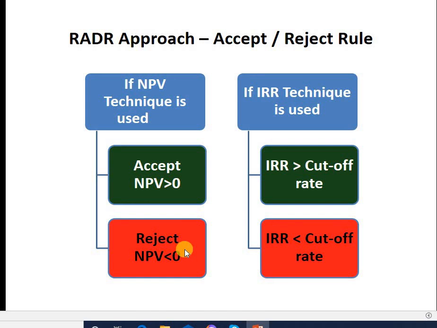If it is less than 0, meaning you are getting a minus figure, or if whatever cash inflows we have estimated are less than the cash outflow, then we need to straight away reject the project. If the IRR technique is used, we need to accept the project if IRR is greater than the cutoff rate, and if IRR is less than the cutoff rate, we need to reject the project.